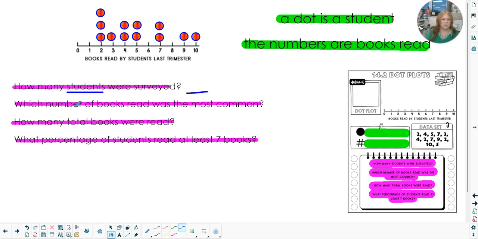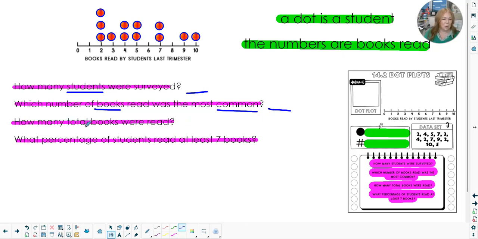Our next question says which number of books was the most common. So which one happened the most? We're looking at the numbers and seeing which number, right? It's not the biggest number. It says which one happened the most. So we're looking at how many dots are above it. Which one has the most dots above it? So we're looking at the numbers at the bottom. Which one has the most above it? Go ahead and put your answer.